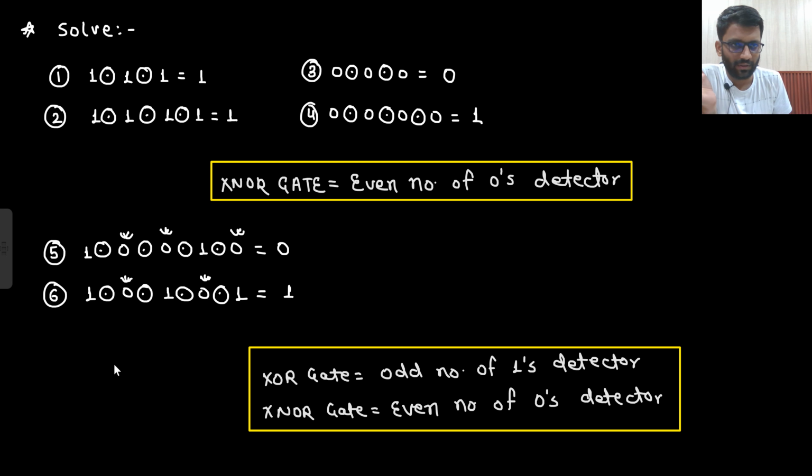1 XOR 0, what would that be? 0. Sorry, 1 XNOR 0 will be 0. And 0 XNOR 1 will be 0. And then again 0 XNOR 0, 1. 1 XNOR 0 will be 0. That's it. This is my answer.